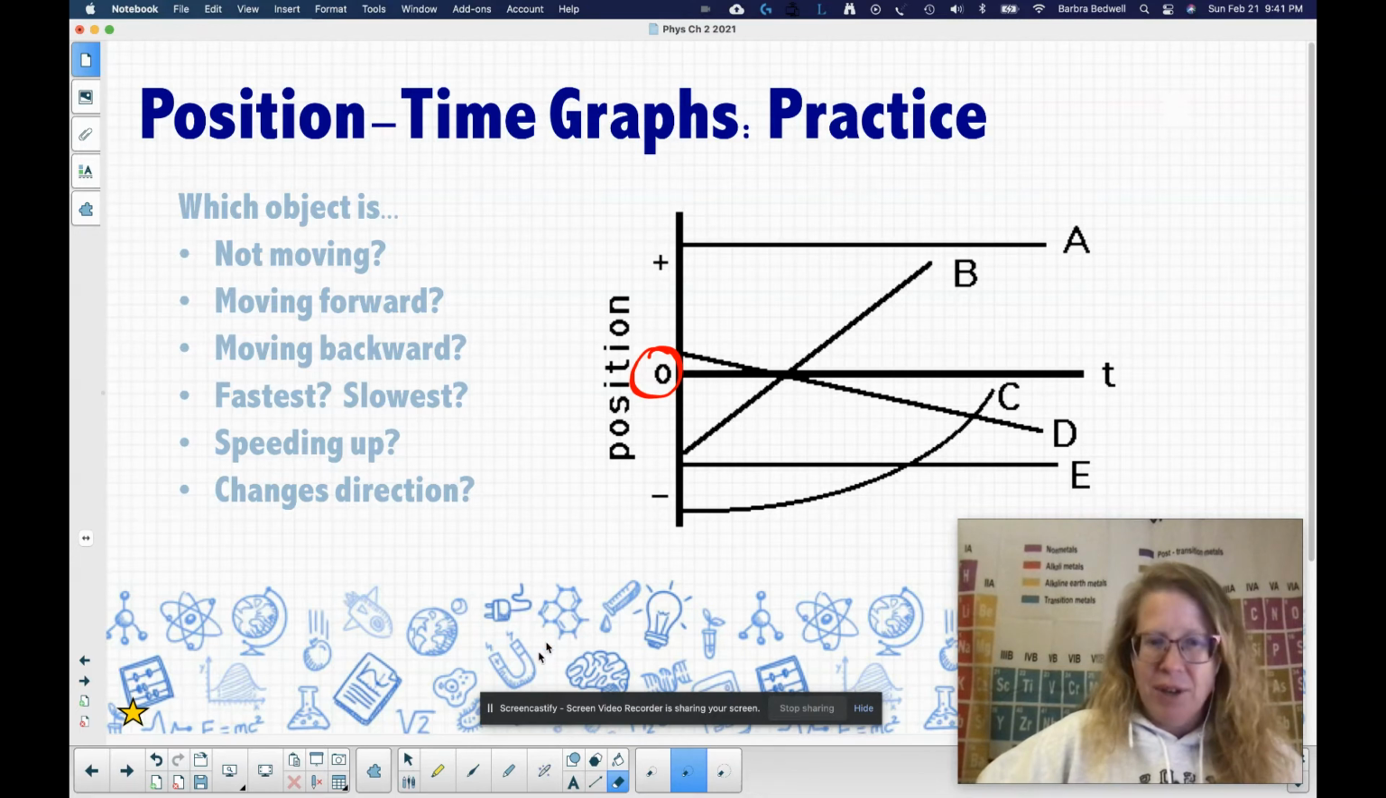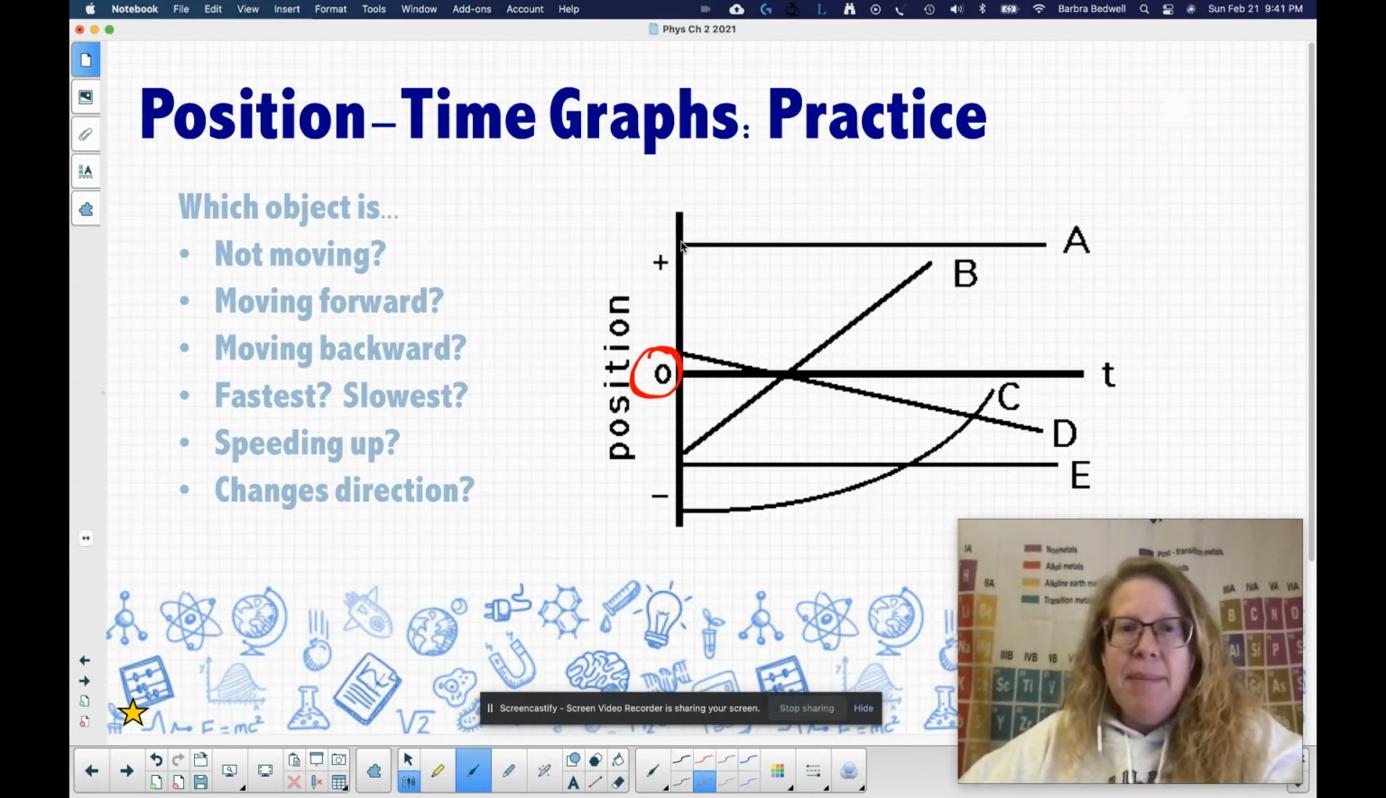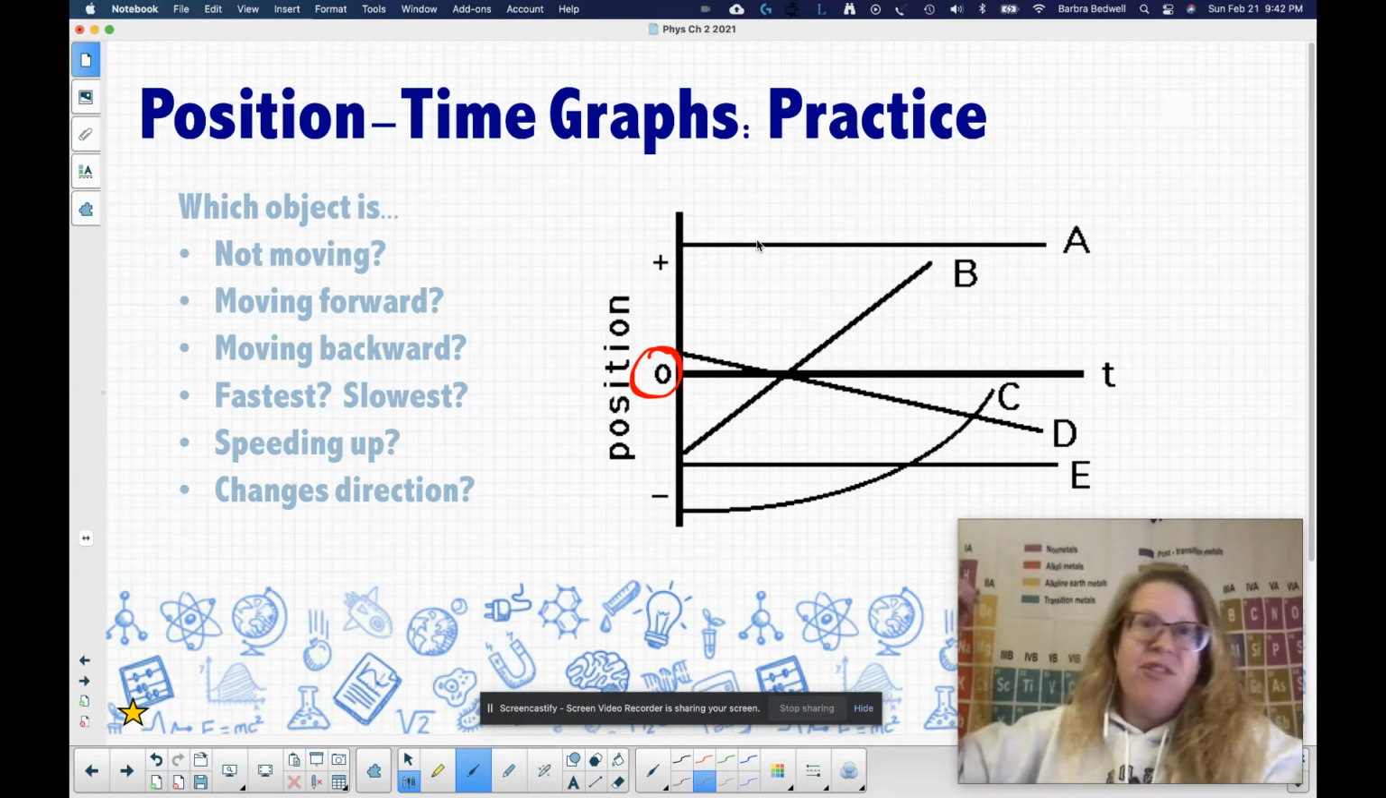So what's cat A over here doing? Okay, cat A. At time equals 0, again, remember, this is time going left to right, the cat is at plus whatever. And at time equals 1, time equals 2, time equals 3, and time equals 4, it's still at the same plus 5 or whatever we're going to call it.